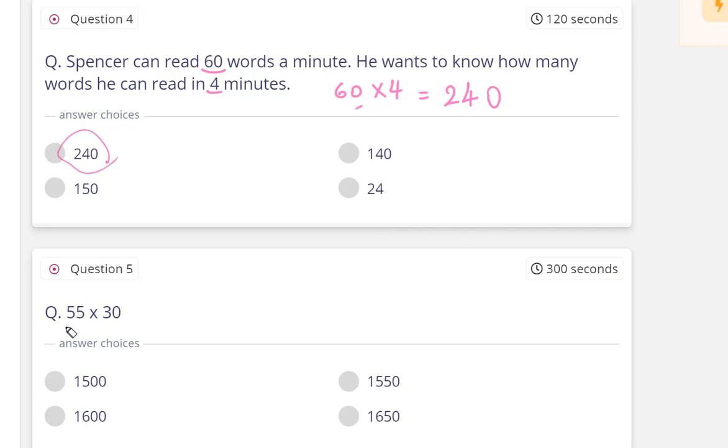55 multiplied by 30. We need to do it by steps, okay? So we will write the steps. Start with 5 times 3. 3 multiply 5 equals 15. But 5 carry up 1. Where? At the tens. This the 3 or the 5? 5. Okay.